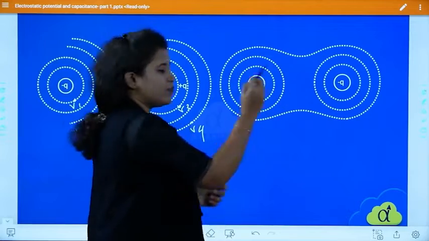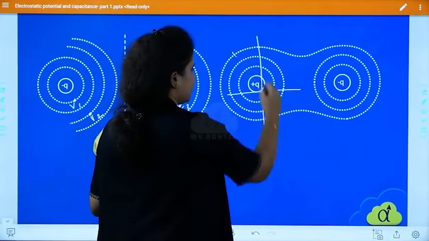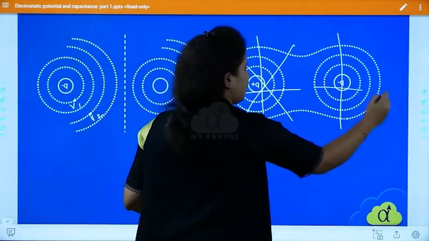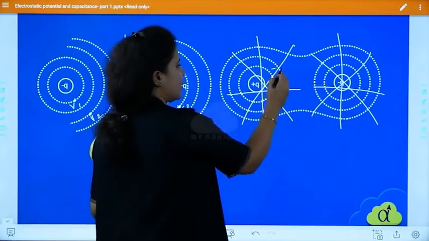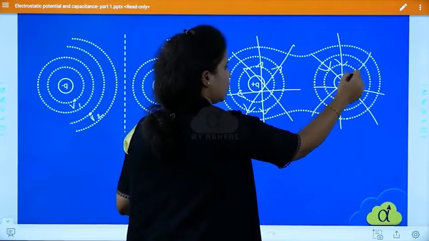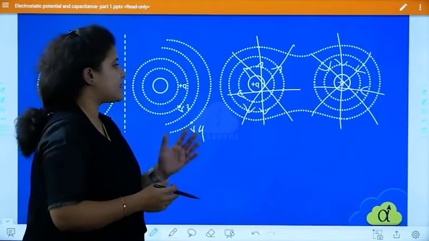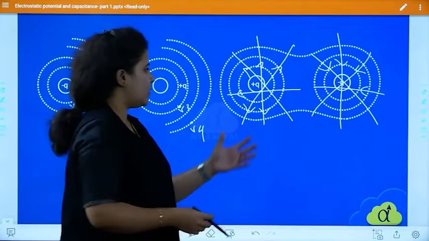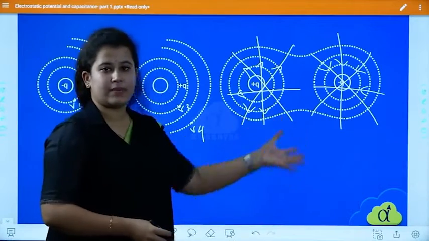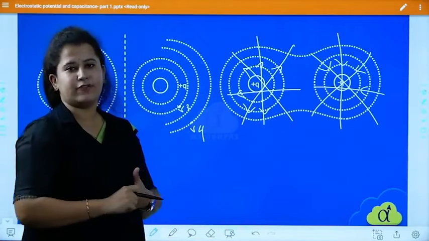The electric lines of force will be exactly perpendicular like this. For this and for this also it will be like this. But here you will have the outward lines of force, and here you will have the inward. That's why there will be a force of attraction. As there is a force of attraction between those two, the equipotential surface will be like this, because they will be combined because of the attraction force.